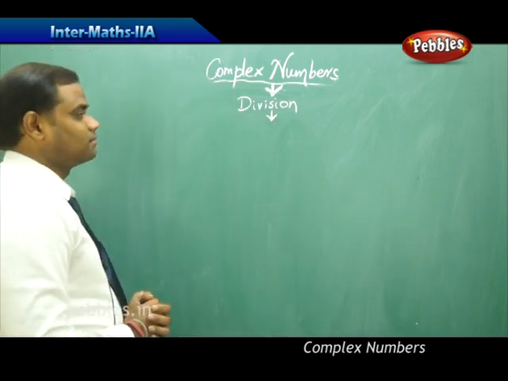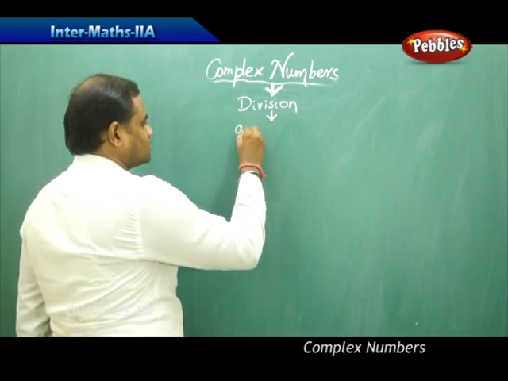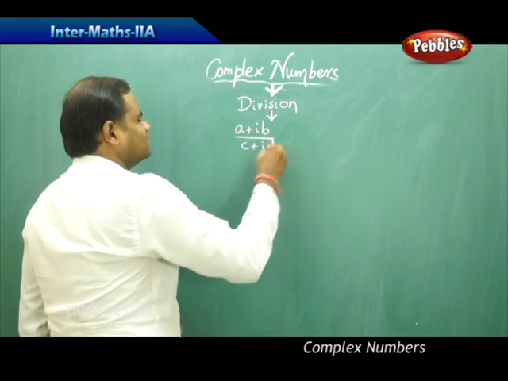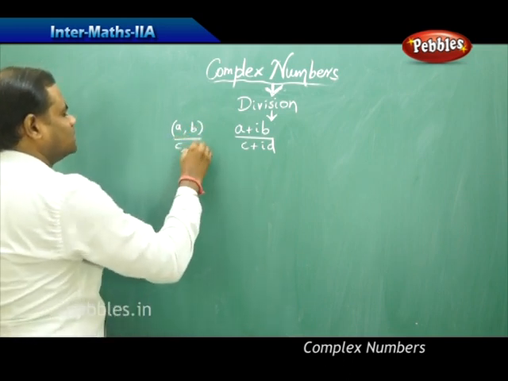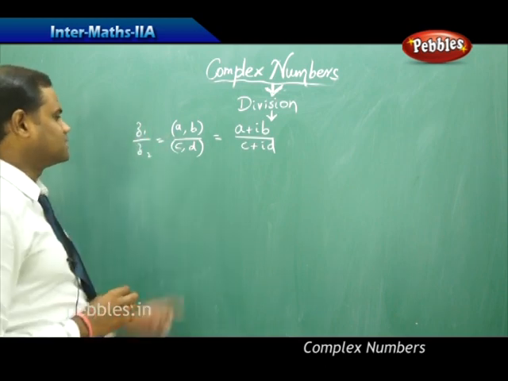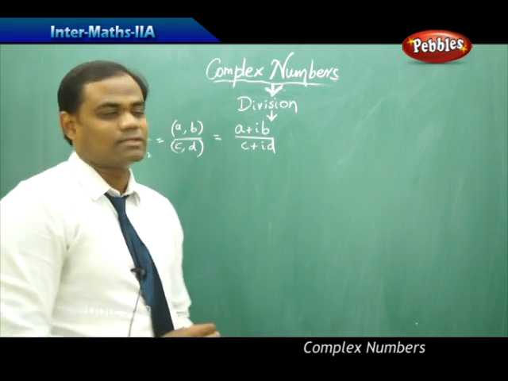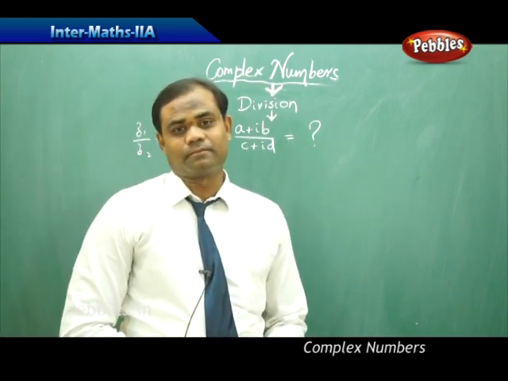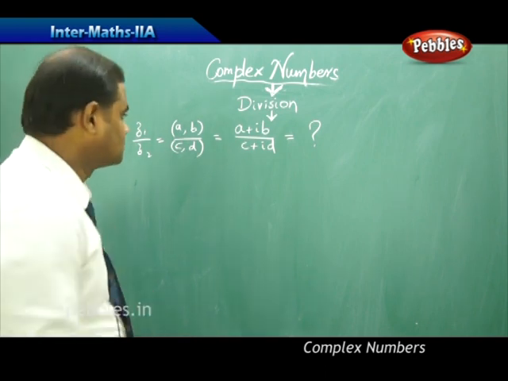So for a non-zero complex number in the denominator, if I wanted to divide two complex numbers, say a plus ib and c plus id, that is, z1 over z2, where z1 is this and z2 is this, then how do I divide the two complex numbers? What will this be equal to is the biggest question here.